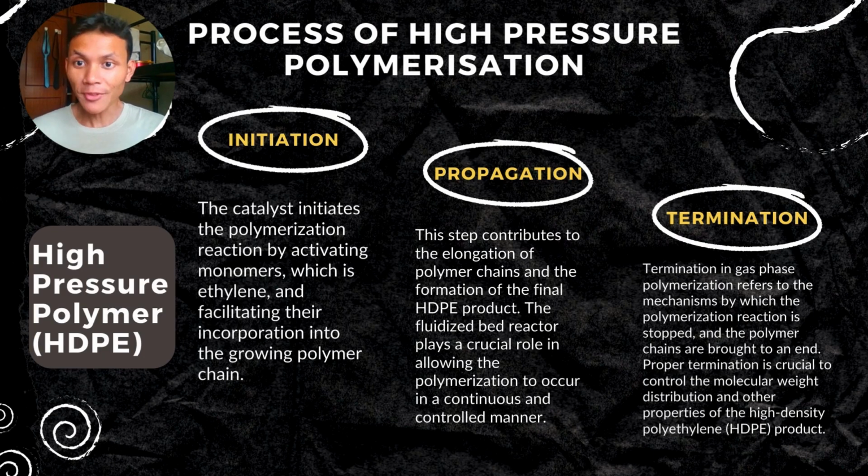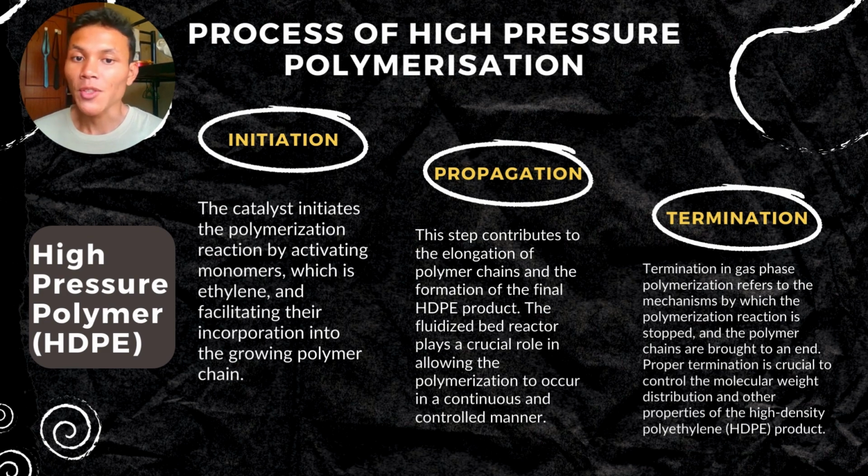Now, we are moving on to the process of high pressure polymerization, or what we call HDPE. The initiation: the catalyst initiates the polymerization reaction by activating the monomers, which is ethylene, and facilitating their incorporation into the growing polymer chain. Next is the propagation. These steps contribute to the elongation of the polymer chain and the formation of the final HDPE products. The fluidized bed reactor plays a crucial role in allowing the polymerization to occur in a continuous and controlled manner.